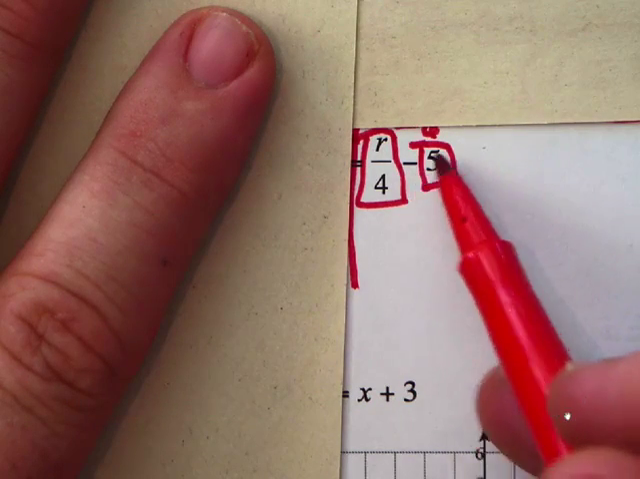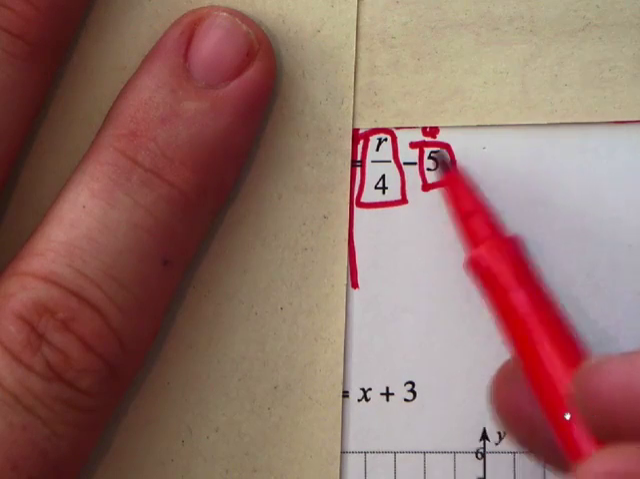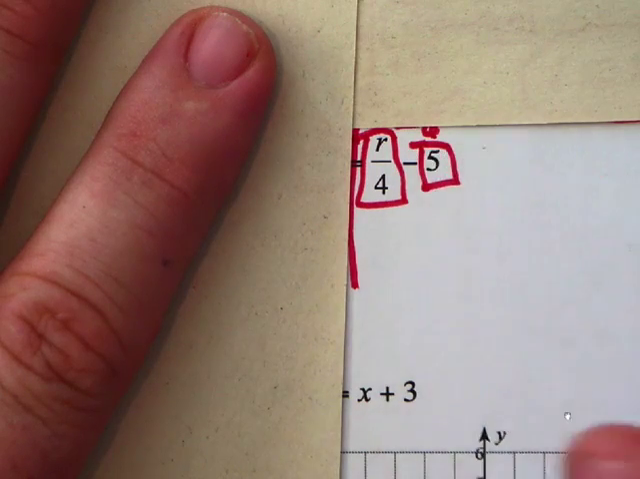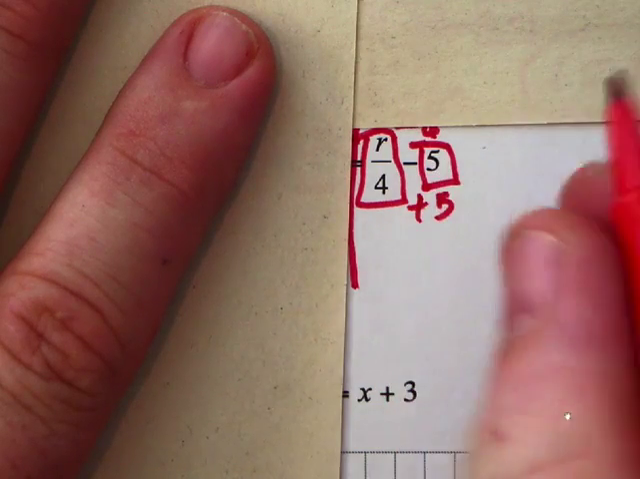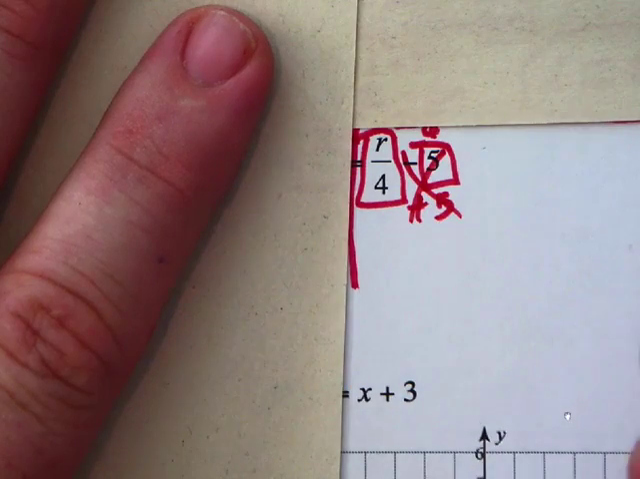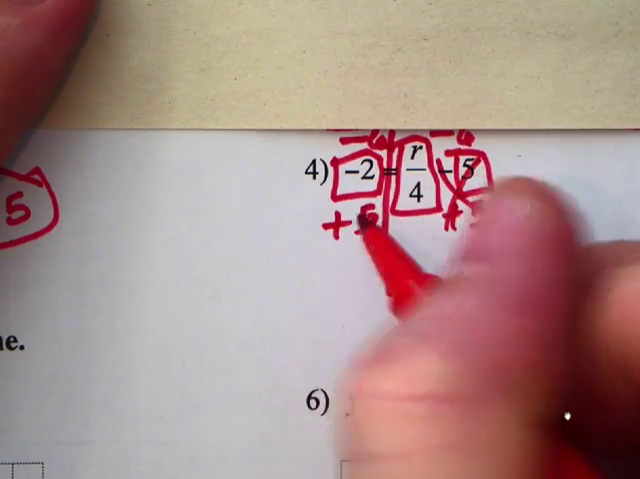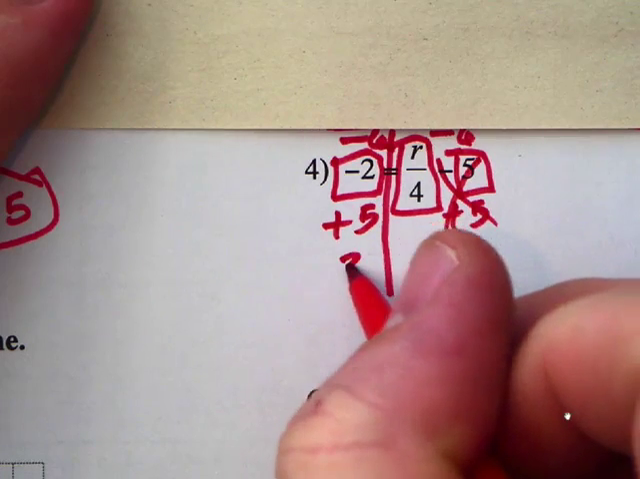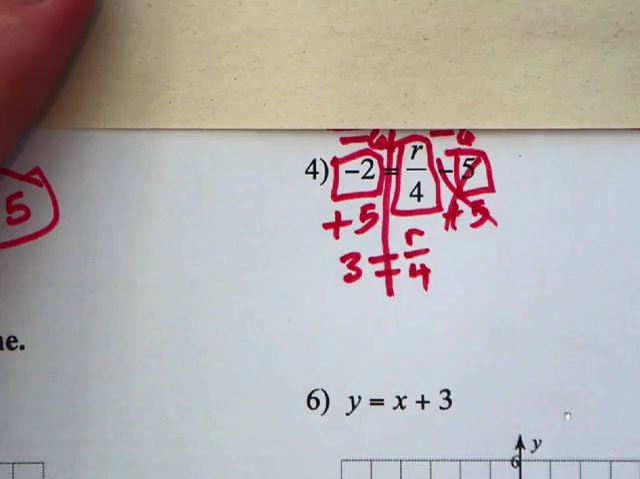There's a negative 5, minus 5. So whatever we do, we've got to get rid of that by doing the opposite. So we're going to plus 5. That gets rid of the minus 5. But whatever we do to one side, we have to do to the other. And we are left with 3 equals R over 4.